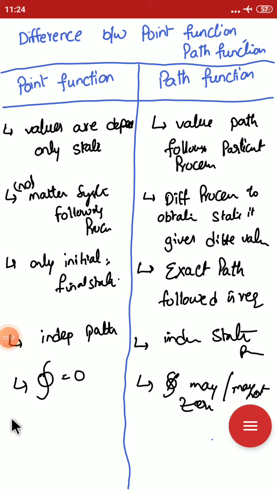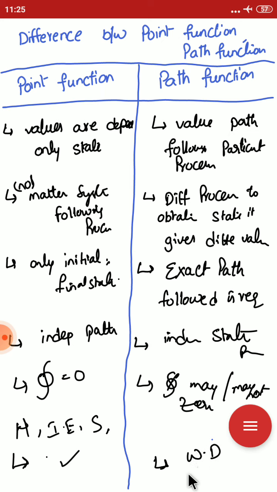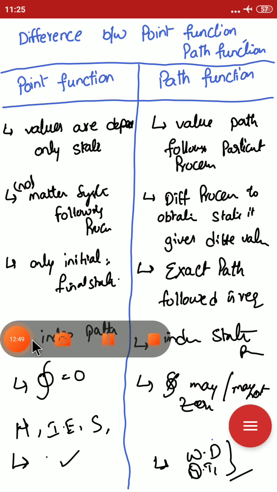Examples of point functions are enthalpy H, internal energy, entropy. All the properties of the system come under point functions. Examples of path functions are work done and heat transfer. These two are examples of path functions. This much information is enough.